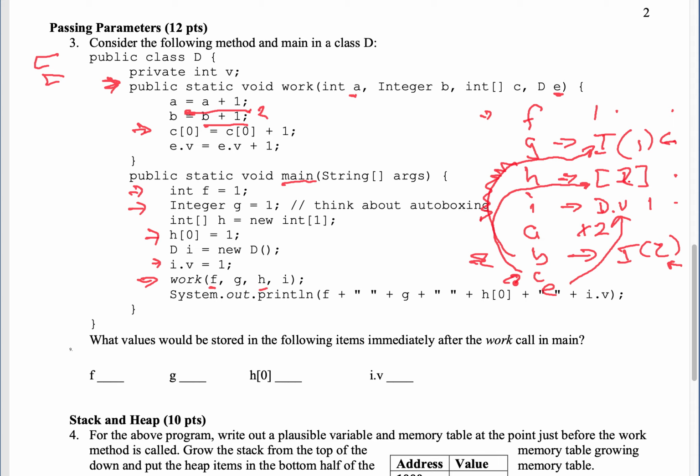And then for e, we take the value stored in e, which is this one, 1, add 1 to it, we get 2, and store it back in it. So this becomes a 2.